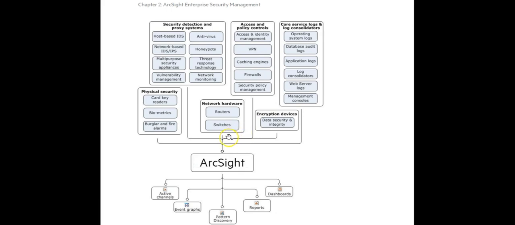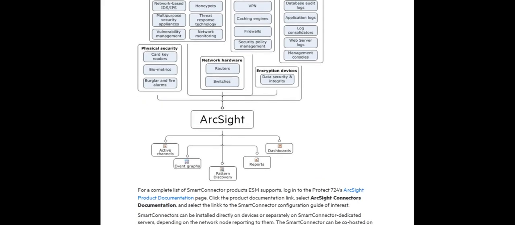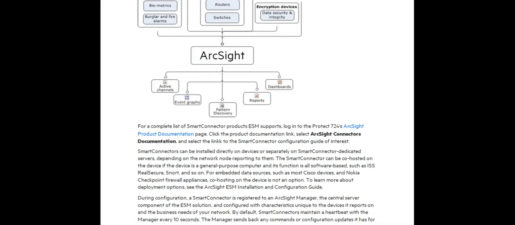All of these categories of log sources can be covered by the ArcSight smart connectors, which put them into a common format so you can monitor through dashboards, reports, and active channels. You can make correlations through rules and different resources, as we will see later. For the complete list of supported smart connectors, you have to visit the Protect724 community, the Micro Focus community.